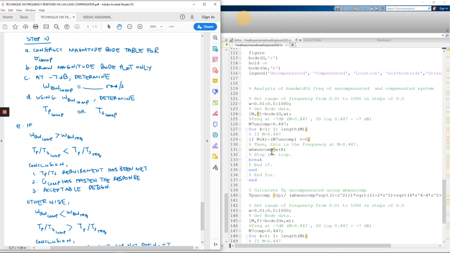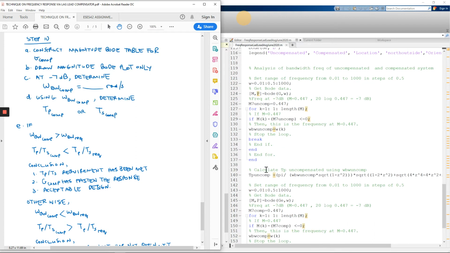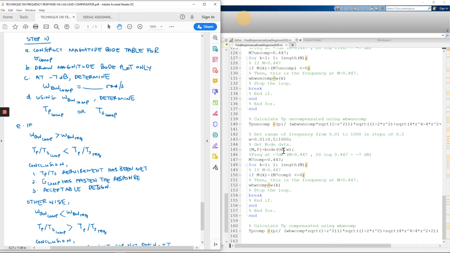So this is the uncompensated bandwidth frequency, and I repeat this for GE. GE is the compensated transfer function. So I determine the -7 dB value from the compensated transfer function to determine the compensated bandwidth frequency. Using both the uncompensated and compensated bandwidth frequencies, I can determine my uncompensated peak time using this formula, and also the compensated peak time using this formula.